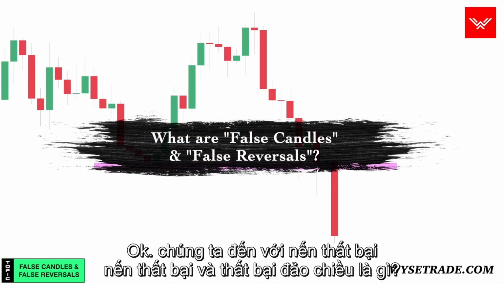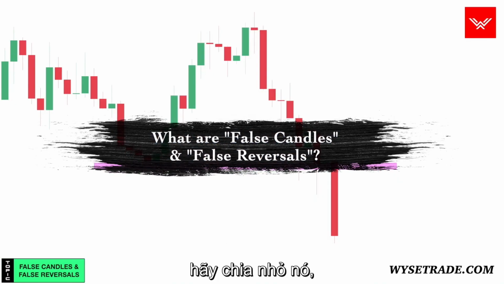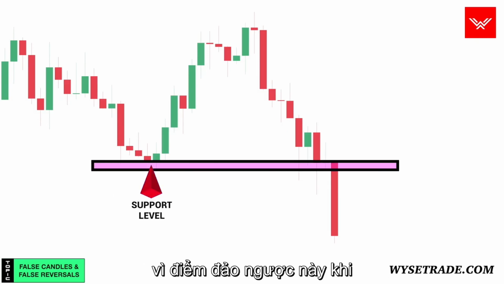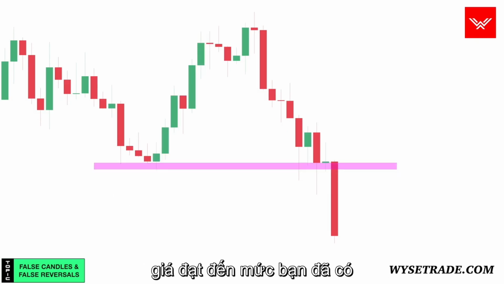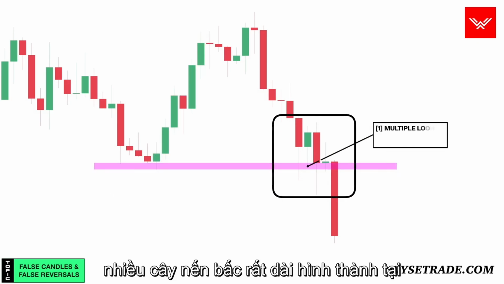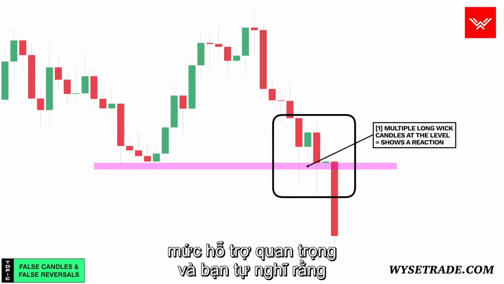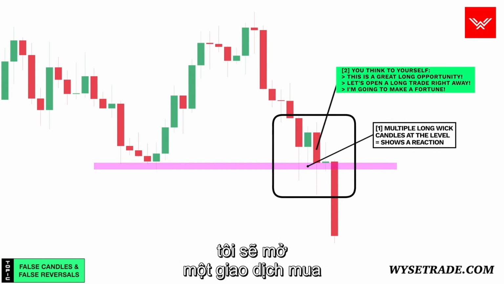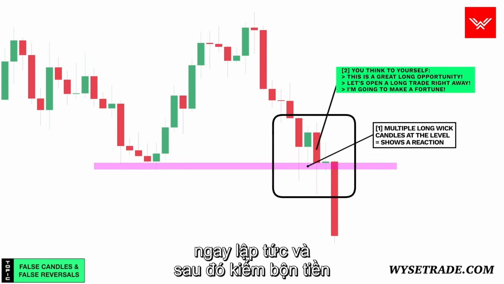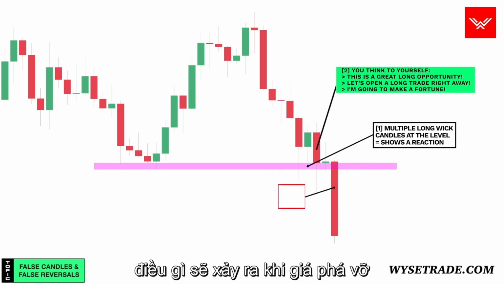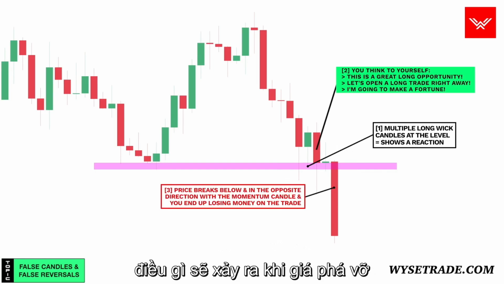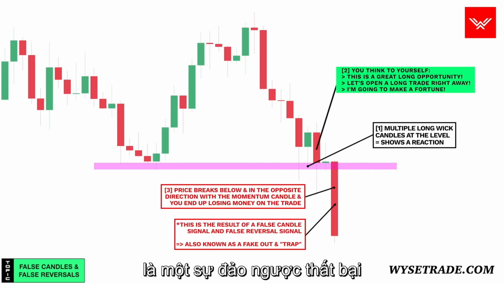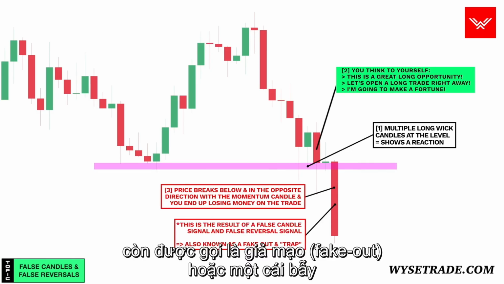So what are false candles and false reversals? Let's break it down. You had your key level of support because of this reversal point. Once price reached the level, you had multiple very long wick candles form at the key support level, and you thought to yourself, this is a great long trade opportunity. I'm going to open a long trade right away and make a fortune. Then what happens? Price breaks through with momentum and you lose your money. This was a false reversal, also known as a fake out or a trap.